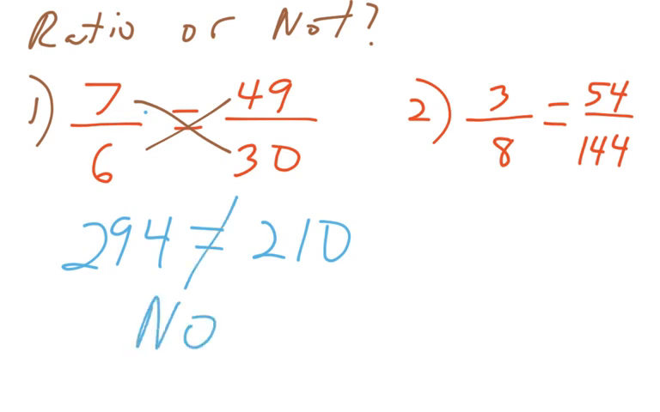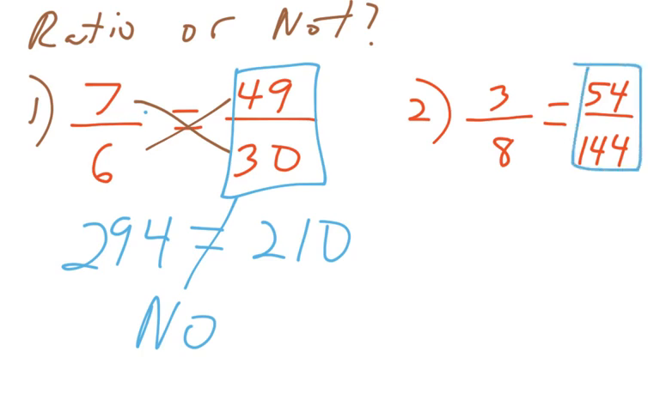Now, also, if you reduce this, it actually can't reduce to 7 over 6, so it's also not a proportion that way as well. Now, let's look at number 2. So we could reduce each of these if we want to. Actually, if we reduce this one by 18, and that's pretty tough to see that 18 is the biggest number that goes into both of those, but if you reduce that by 18, you do get 3/8.